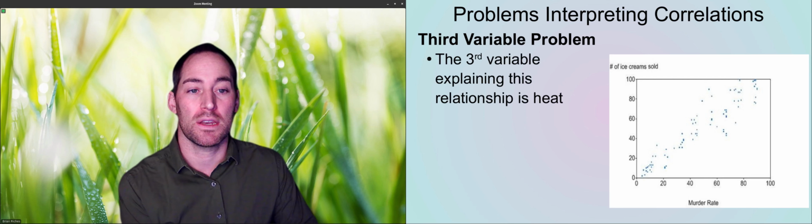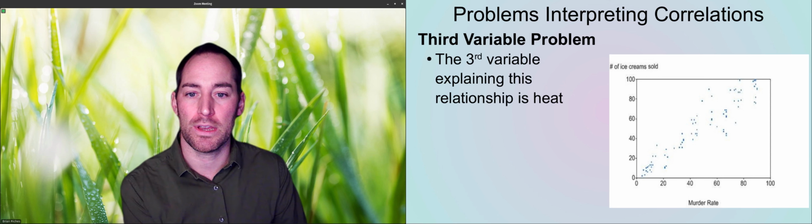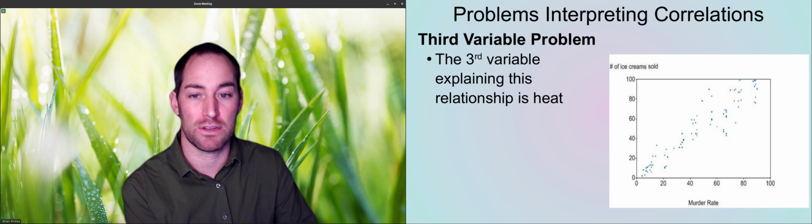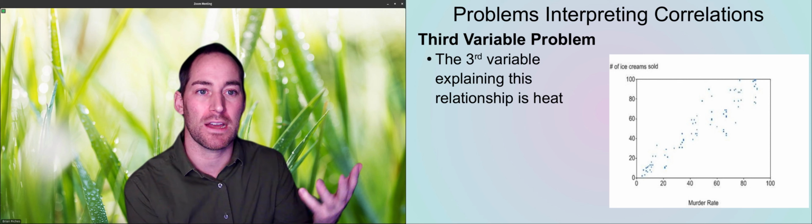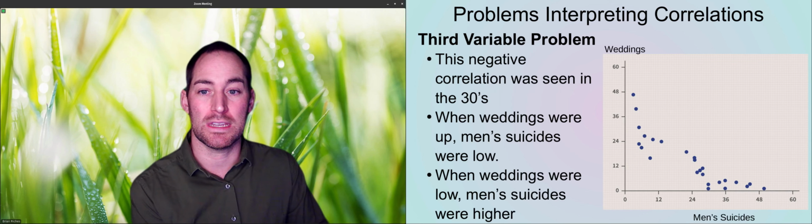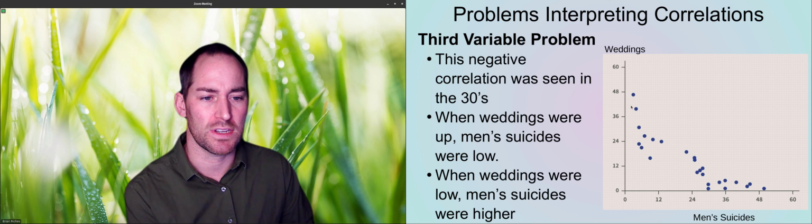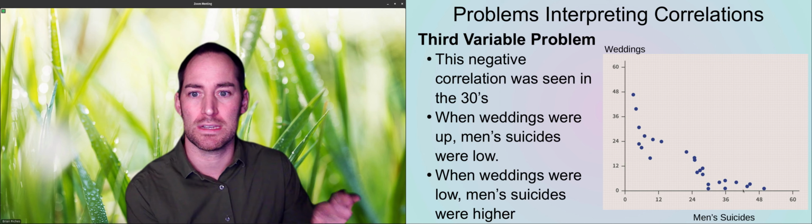So here we talked about ice creams being sold and the murder rate. The third variable here is heat. Heat explains this relationship. It's a third variable that affects the other relationships. Another one was interesting that was seen, and again, I don't think this was the actual data. I think this is just an example correlation that I put into this slide.